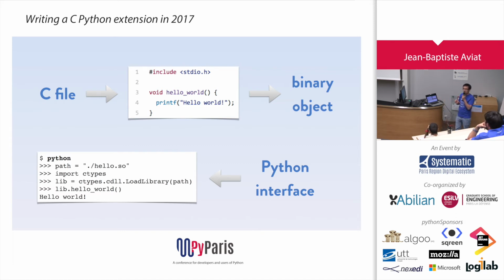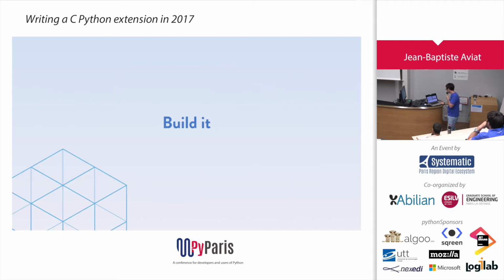So we need to write a wrapper from C++ to C in order to be able to use that in C-types. So how does it work? You take a C file, all right? That's really the simplest C file you can imagine. There is no custom syntax. It's really plain C. You compile it, so you get a binary object, basically just a .so shared object. And then you can very simply load it into Python.